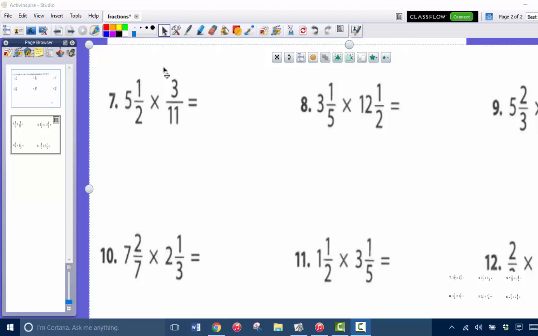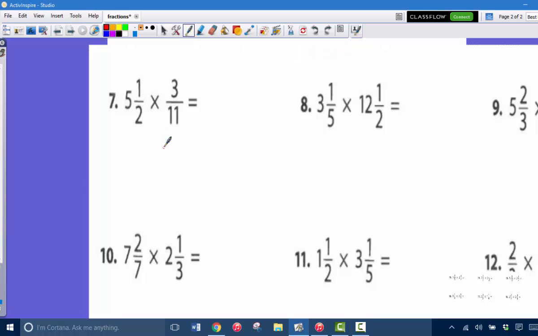The process that I like to use when multiplying mixed numbers is to change the mixed numbers into improper fractions. Then I like to reduce diagonally, and then I like to multiply straight across and then look to see if I can reduce again or if I have to change it back to a mixed number. So I'm going to start with number 7.